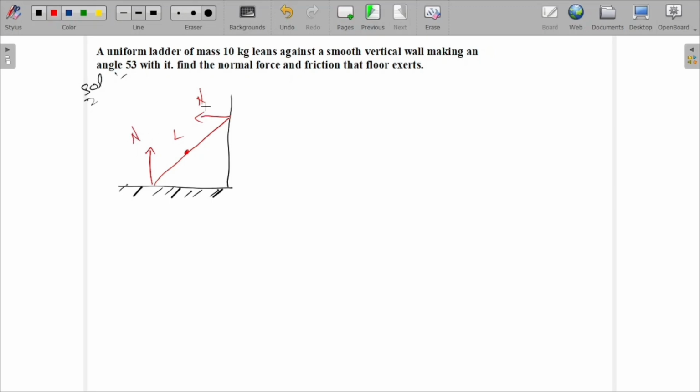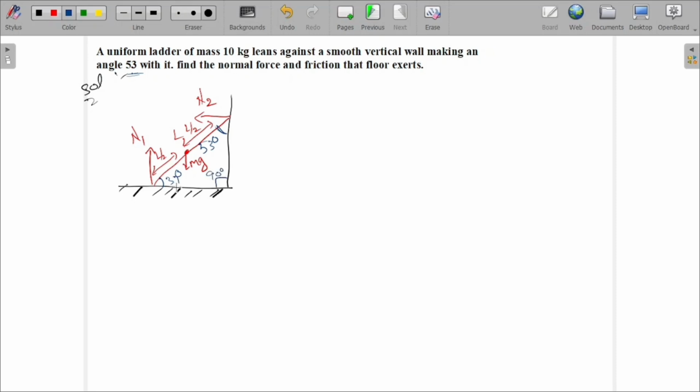Is this normal force and this normal force equal? No, both are different. Let's consider this is N1, this is N2. Here weight is acting downwards at a distance of L by 2, and from here also it's a distance of L by 2. Now they told it is making 53 degrees with the wall. That means at this point it is 53 degrees, then at this point it is 37 degrees, as it is 90.